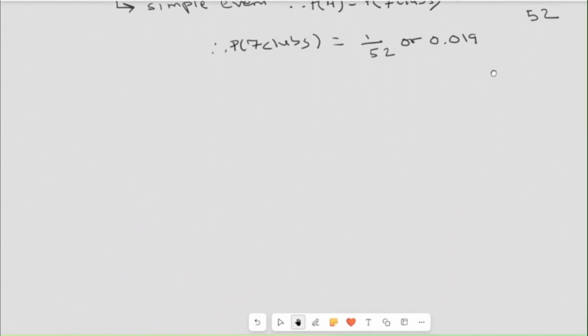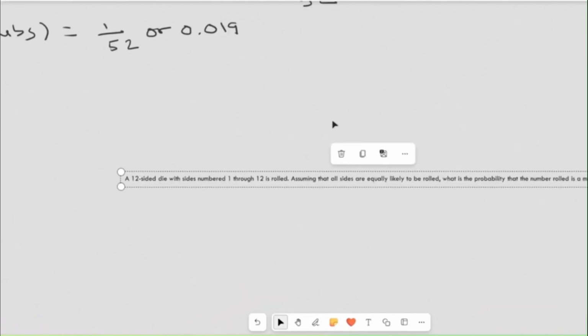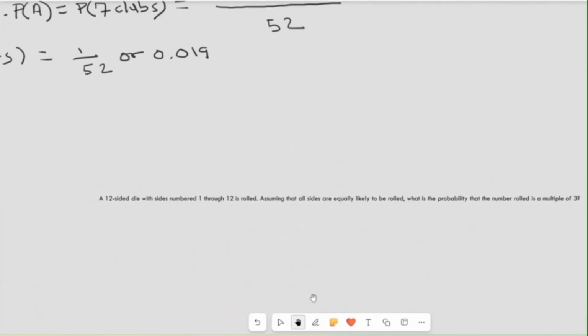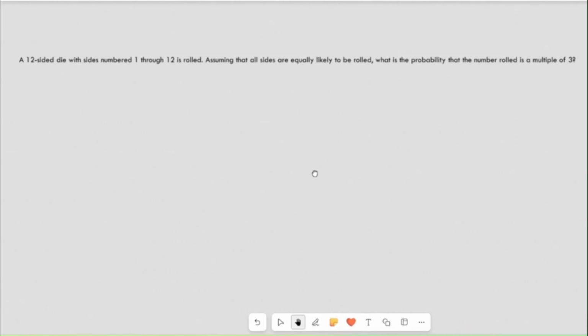Let's take a look at our second example. Here we have our problem statement, and it states that a 12-sided die with sides numbered 1 through 12 is rolled. Assuming that all sides are equally likely to be rolled, what is the probability that the number rolled is a multiple of 3? Where a multiple is a number that can be divided by another number, in our case, the number 3, without leaving a remainder.